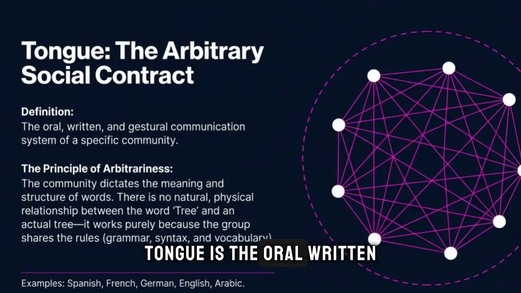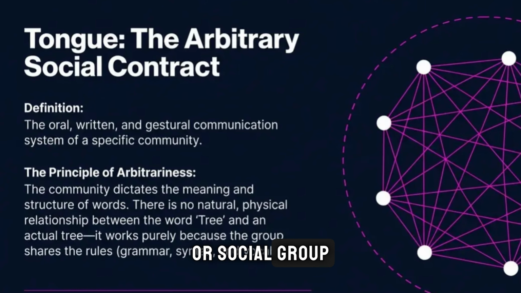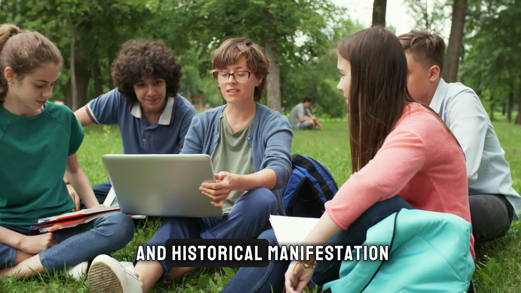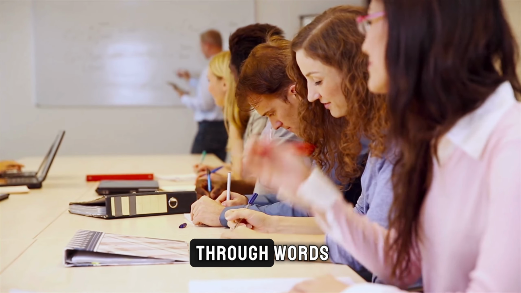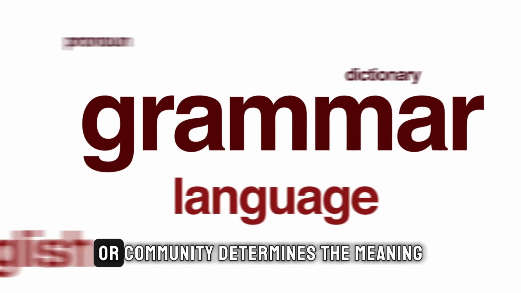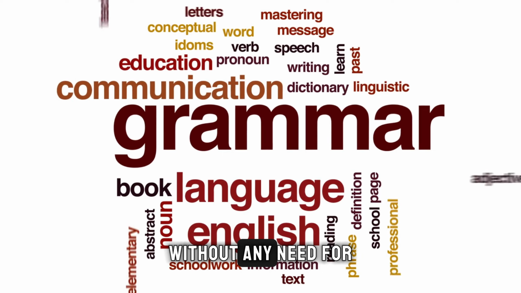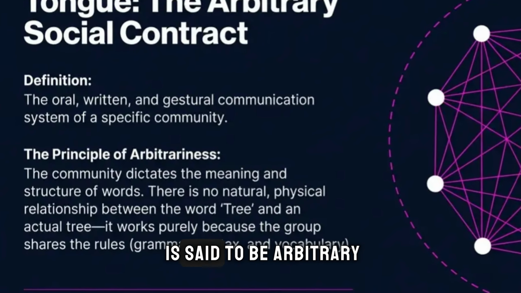Tongue is the oral, written, and gestural communication system of a community or social group that occupies a specific geographical space. It is a social and historical manifestation of a natural ability, the ability to communicate through words, exclusive to human beings. Each linguistic group or community determines the meaning, sense, and structure of its language without any need for a relationship with words and objects. That is why language is said to be arbitrary.